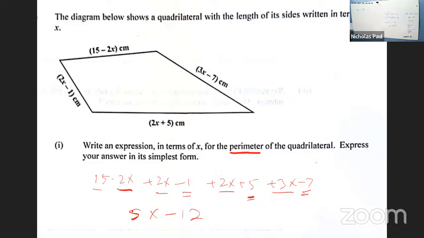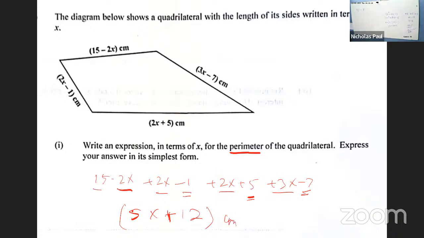How did I get minus 12? No, that's a positive. Yeah, plus. Sometimes the sign doesn't show up. Write it as 12 plus 5x.